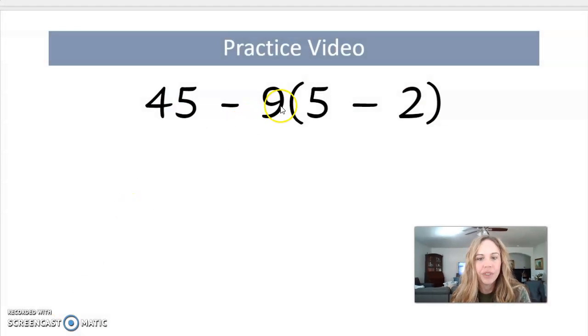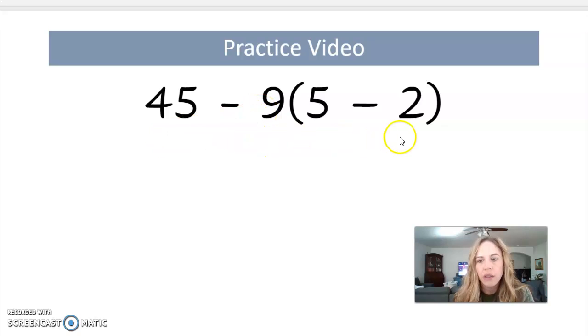Hey friends, let's see if you got this expression solved correctly. So what we learned today is what it means when a number is right next to the parentheses without an operation or a symbol in between. So hopefully you have learned that it means to multiply.